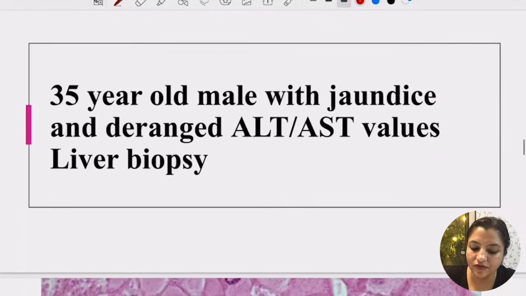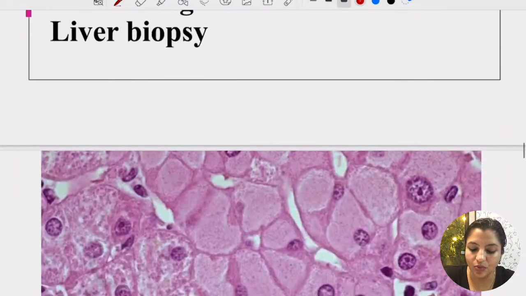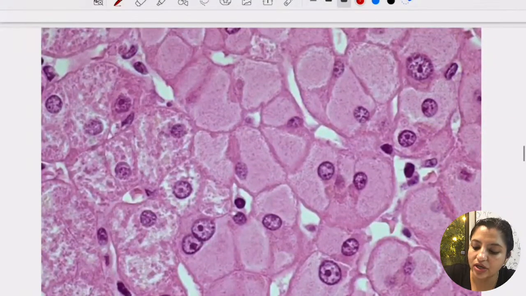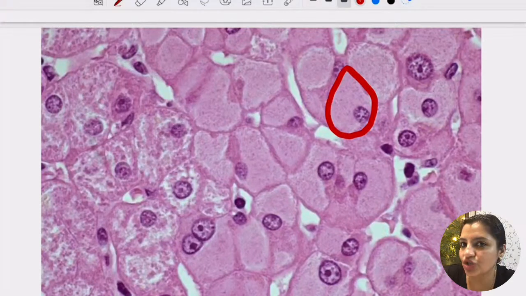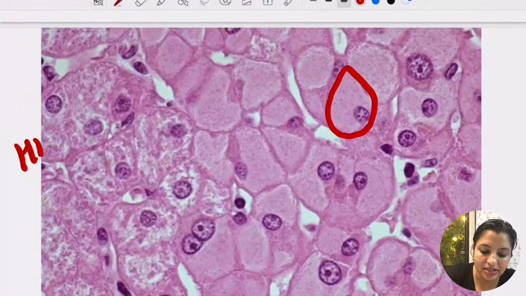A 35-year-old male with jaundice and deranged AST and ALT, what is the liver biopsy showing? Here you can see that these are very homogenized hepatocytes. They are homogenized pink in color. These are called ground glass hepatocytes. Remember, ground glass hepatocytes are always seen in chronic hepatitis B infection, and it is usually due to HBsAg.